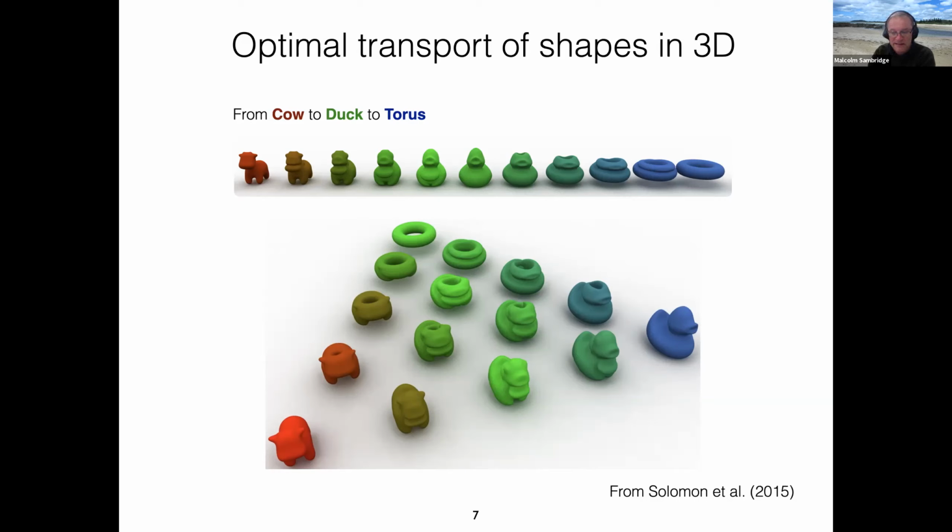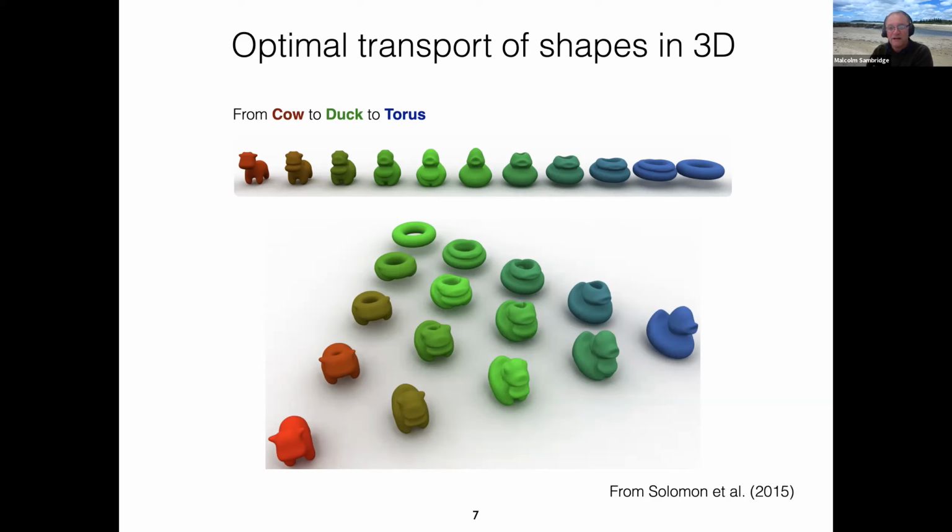And at the bottom here, we see it over a 2D plane. The cow is in the bottom left, the duck in the top right-hand side, and the torus is now green. We're unfortunately to swap the colors around. And you can see that anywhere across this plane, you can see the motion of transporting one shape into another.